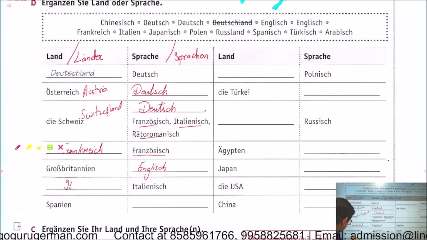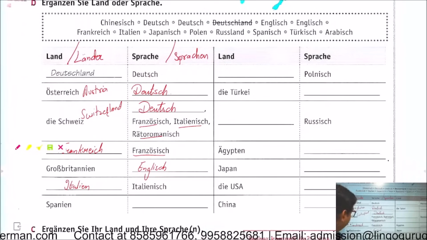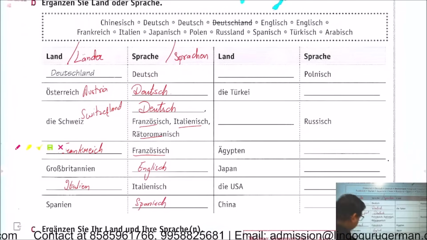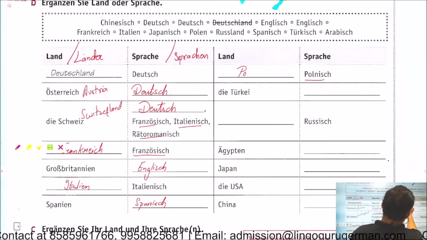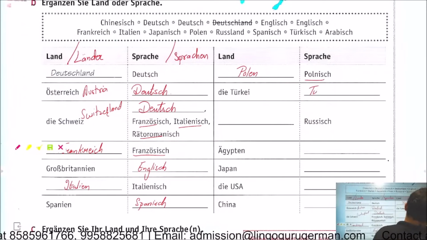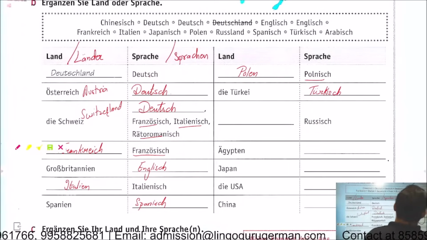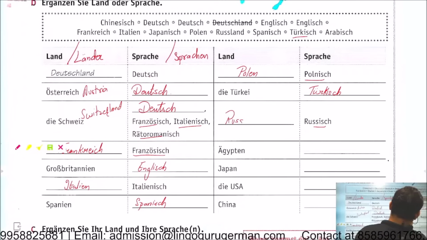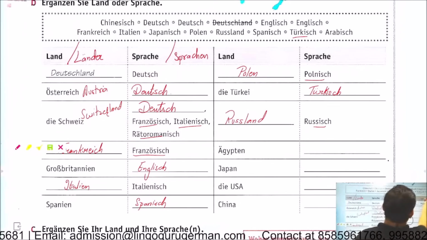Italienisch. People speak Italian. In Spanien, people speak Spanish. Polish, in Poland. Türkei, Turkish. Russisch. Where do people speak? People speak Russian in Russland. In Egypt, we have Arabic.